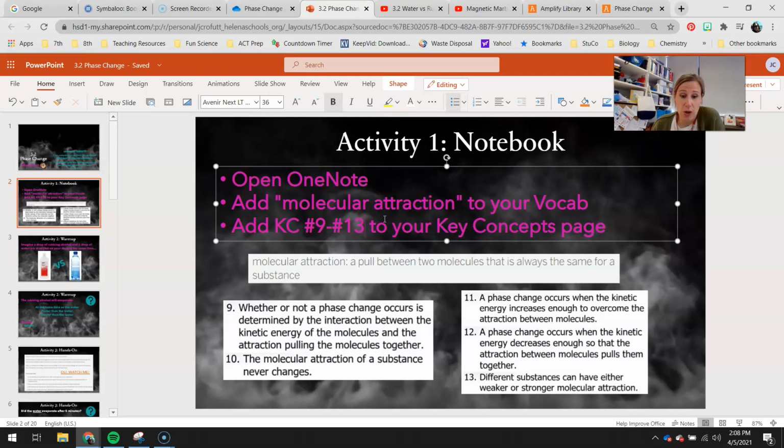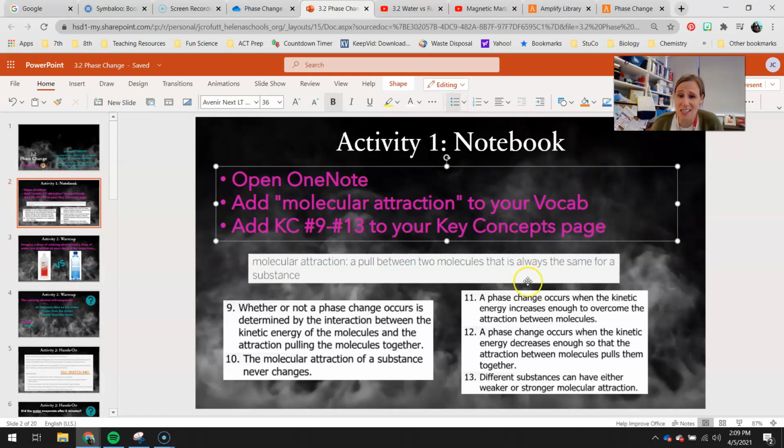The molecular attraction of a substance never changes, so it doesn't matter what you do to that substance. You could heat it up, you could cool it down, whatever the case, as long as it remains that substance, it has the same attraction between molecules.